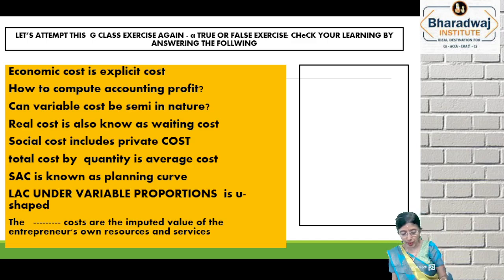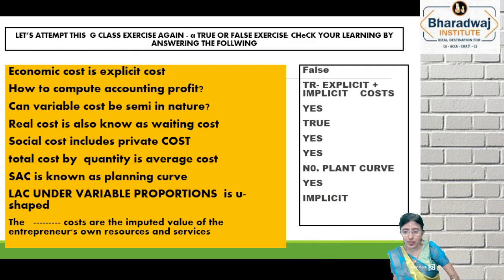Okay, time up. Economic cost is explicit cost. No, because it includes what? It's like a true or false exercise I've made. So economic cost is explicit cost plus implicit cost, isn't it? So this is false. How to compute accounting profit? TR minus explicit plus implicit cost, or TR minus economic cost. First one we say false. Do you understand why? Economic cost is not explicit cost alone. Economic cost is explicit plus implicit cost.